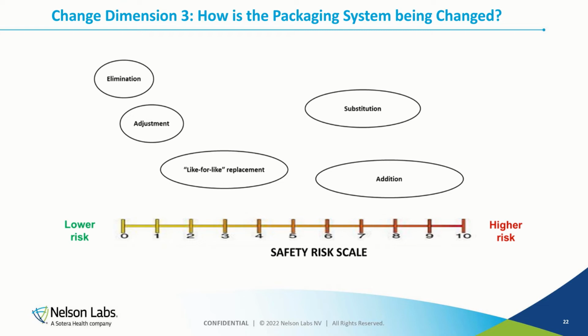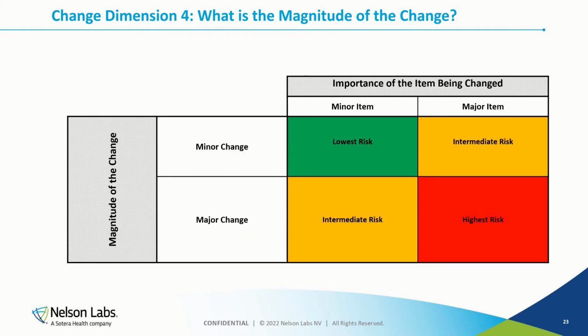At the other extreme, let's say you're adding something to the container closure system. It used to be a 4-layered film. Now it's a 5-layered film. You're adding a source of leachables. When you add a source of leachables, you increase the likelihood that there will be leachables in the drug product. So this is a higher risk scenario. So again, change dimension number 3, you're asking yourself, how is the packaging system being changed?